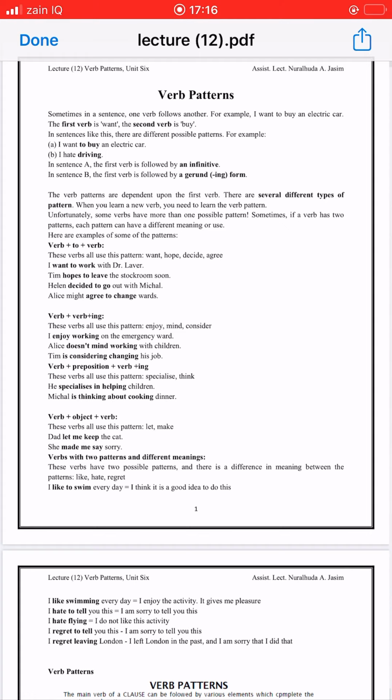فالحالة الأولى verb زائد to زائد verb اللي هي حالتنا يعني اللي احنا قاعد نتحدث عنها. الفيرب طلاب هنا يمثل المين verb، زائدا to verb اللي هو راح يمثل to زائدا infinitive. These verbs all use this pattern. يعني الأفعال اللي تأتي مع هذه الحالة want, hope, decide, agree. I want to work with Dr. Lever.